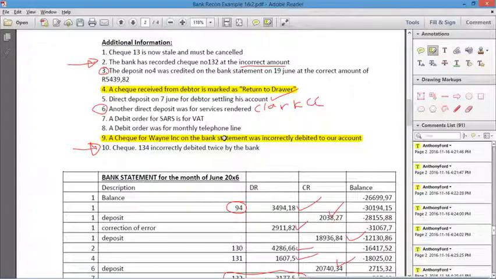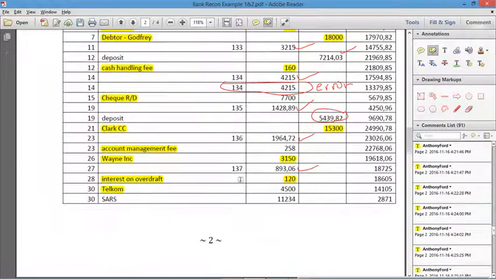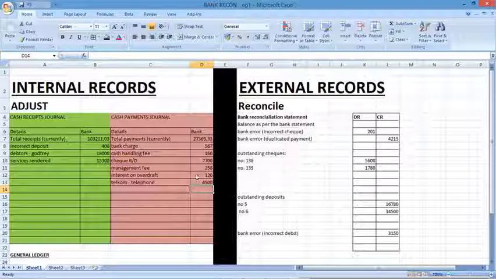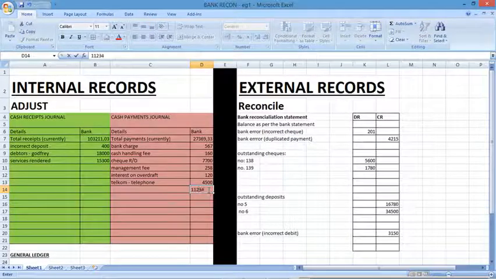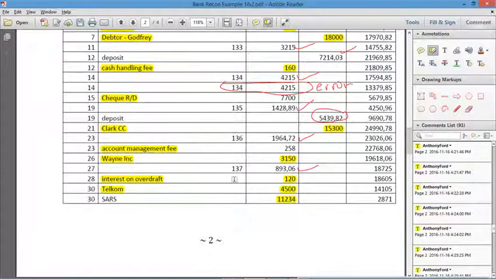And then the same thing with SARS, right? Yes. Okay, and then the last one, that was an amount that was paid. Okay, 11,234. SARS. Okay.